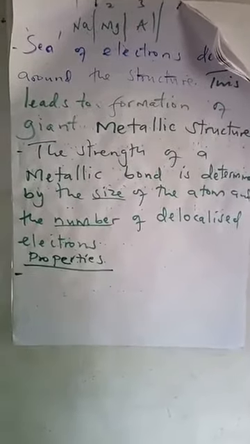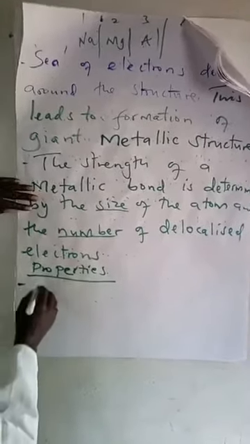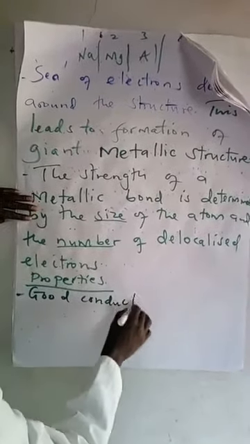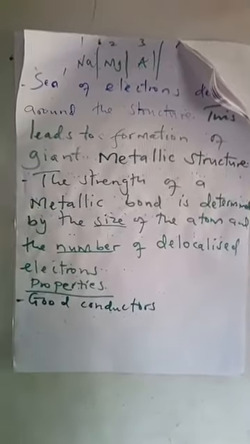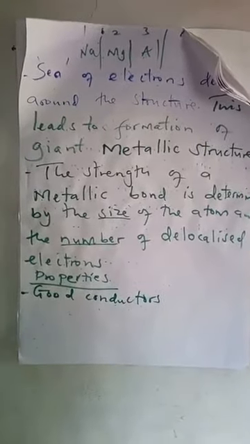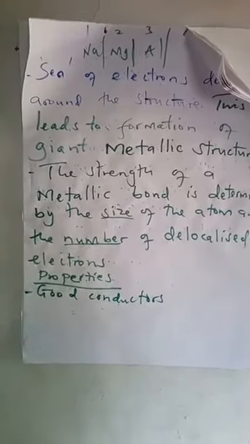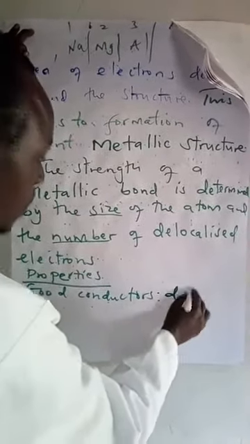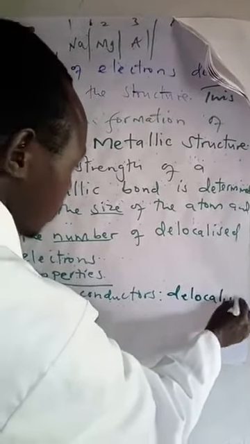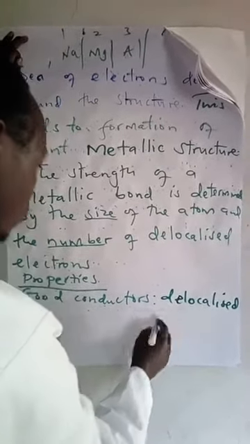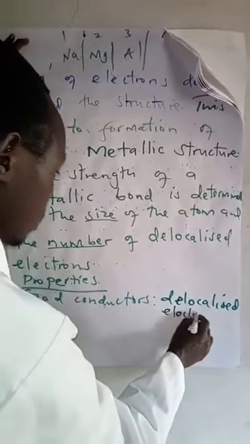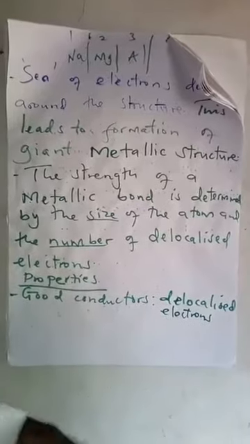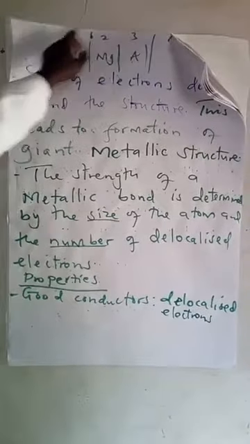One is the obvious one: they are good conductors of heat and electricity. The reason why they are good conductors of electricity is the presence of delocalized electrons. So every metal is a good conductor of electricity because they have delocalized electrons.